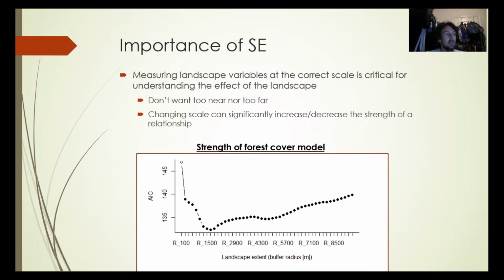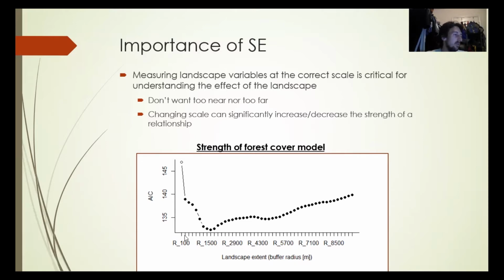And being at the incorrect scale can have a very significant effect on our ability to detect the strength of a relationship between the landscape and a biological variable of interest. So, for example, if we were to look at the strength of forest cover for determining how abundant rabbits are, we could measure the landscape at a whole bunch of different extents, and then compare them using model comparison techniques such as comparing AIC values.